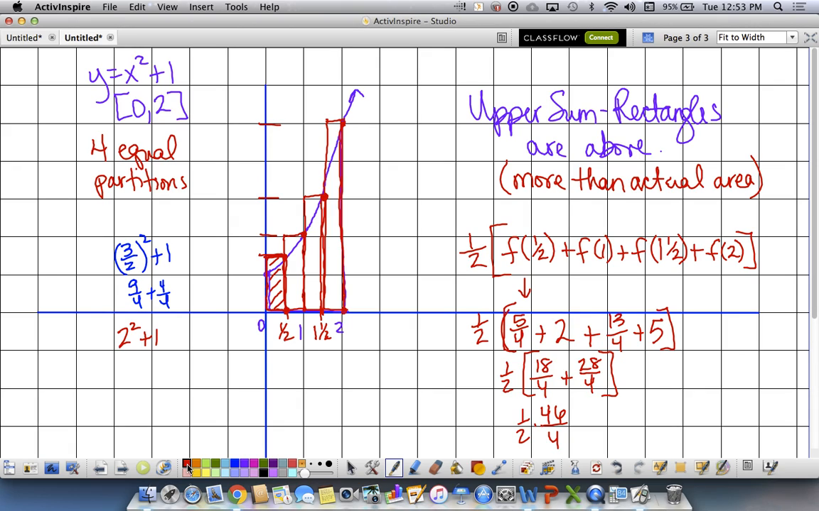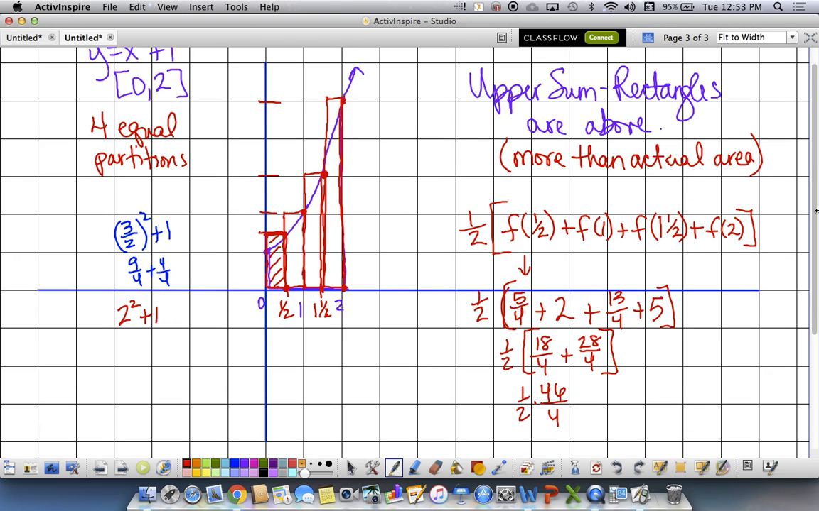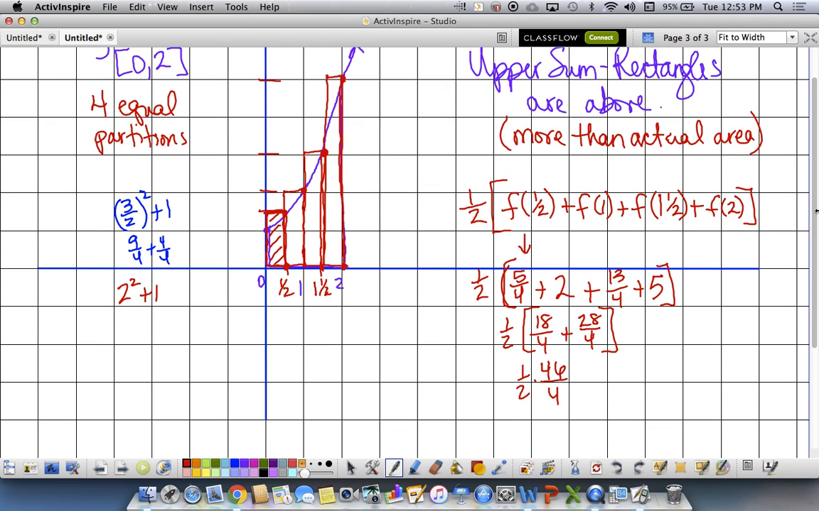I'm plugging that in because I like fractions better than I like decimals. This is weird that they do it in decimals. So what is 46 divided by 8? Let's see, did I get it correct? 5.75, yes! So my upper sum area is equal to 46 over 8, which is equal to 5.75.